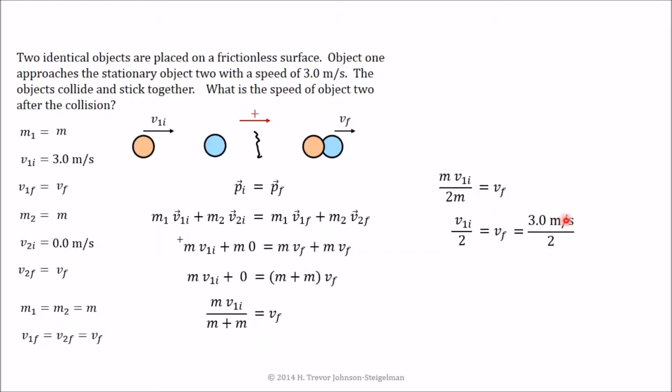The units for this one is easy. I only have meters per second. 2 is a whole number. So my final answer is v final is 1.5 meters per second.